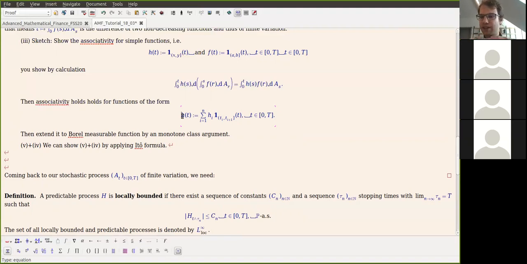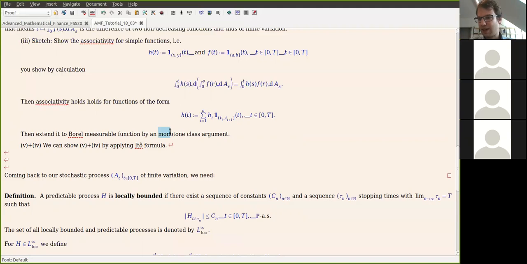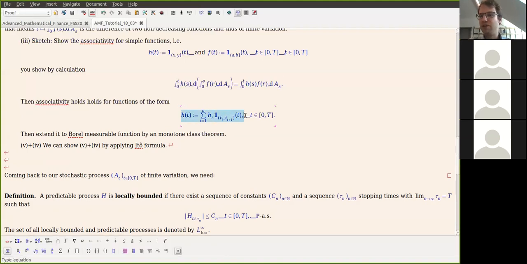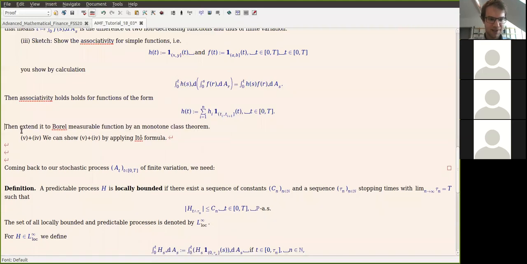So what you want is to extend it to the class of all Borel measurable functions. And one of these extension arguments is called the monotone class theorem. You might have called it differently in your analysis course, but basically what you need is a general convergence argument, which tells you if it holds for such elementary processes, then you can, under certain conditions, extend it to all Borel measurable functions. Is this good enough?